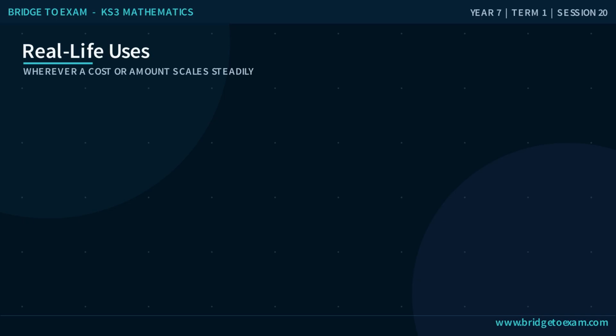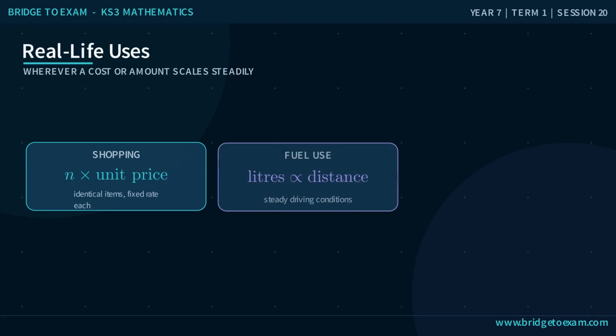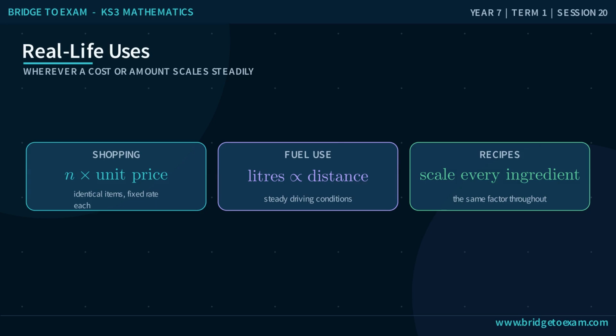Direct proportion shows up anywhere a cost or amount scales steadily with quantity. Buying more of an identical item, pens, apples, tickets, costs proportionally more at a fixed rate per item. A car's fuel use scales with distance traveled, assuming steady driving conditions. Scaling a recipe for more people multiplies every ingredient by the same factor, direct proportion in the kitchen.